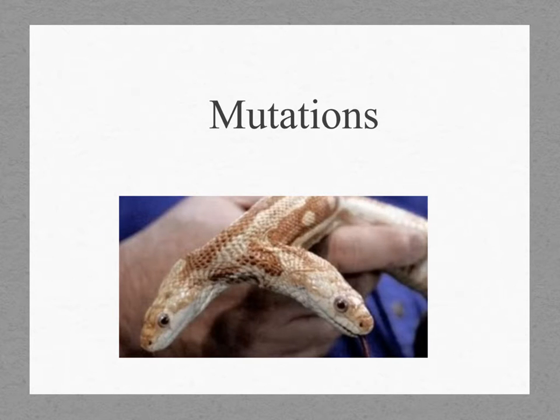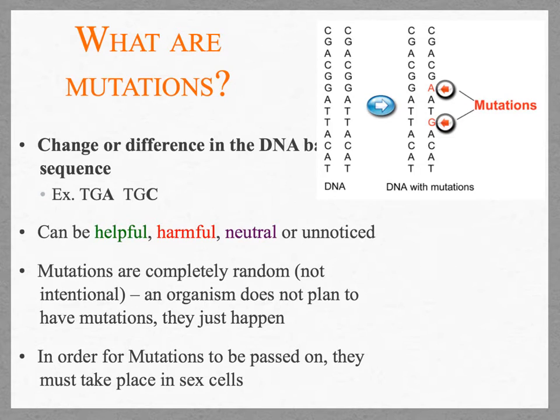What are mutations? Mutations lead to genetic variation or differences among species. Mutations are changes or differences in the DNA base sequence. For example, if there was the base adenine (A) in the sequence and then it was substituted by cytosine (C). Mutations are completely random, meaning that they are not intentionally planned to occur.